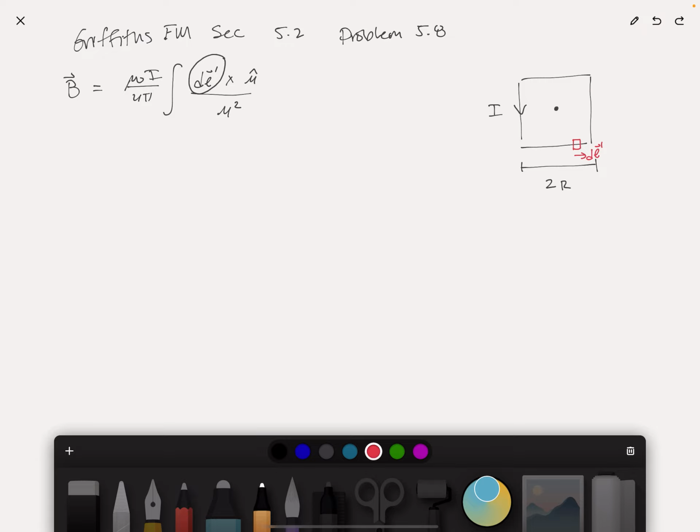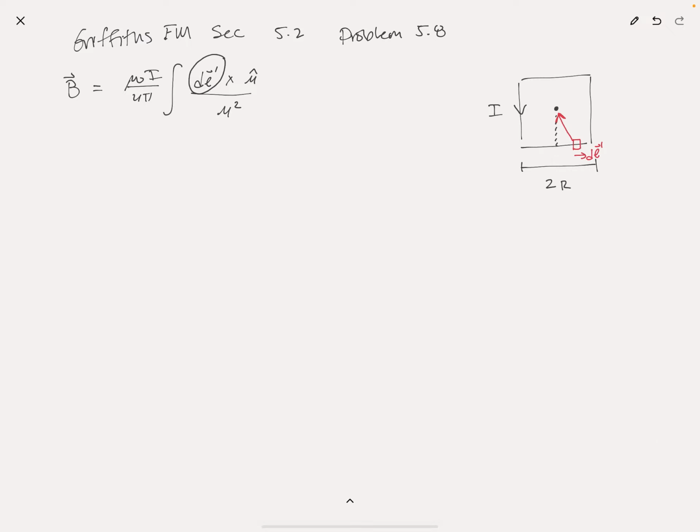So I have some vector there. Script r points in this direction. I will go ahead and add a dotted line down here. And I'm going to acknowledge with symmetry here that the magnetic field from this little dl prime piece that I drew here and this magnetic field, the horizontal bits are going to cancel. I'm going to be left with just something that points out of the page in the end.